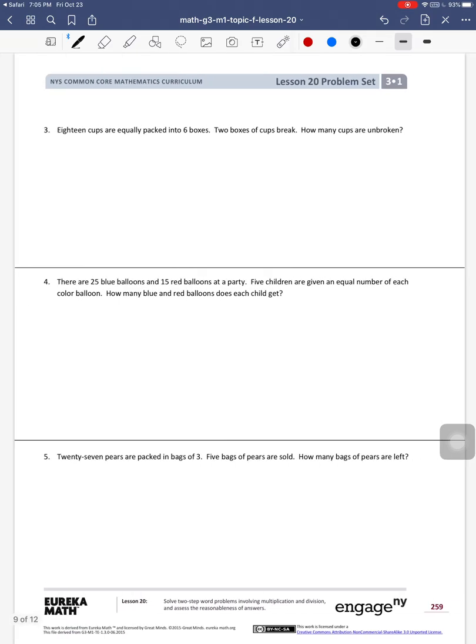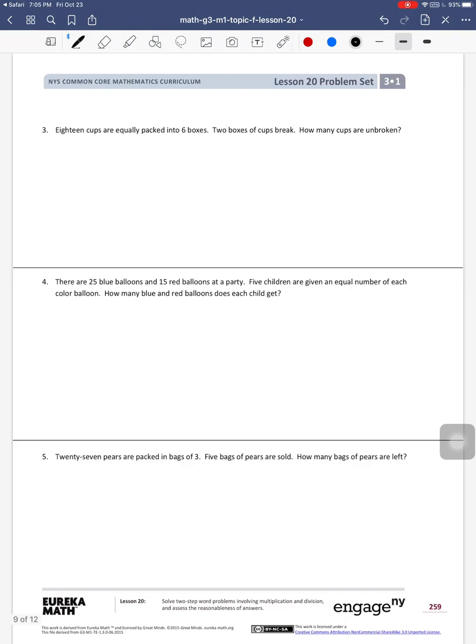All right, now it's time to turn over and look at the back page. Number 3, 18 cups are equally packed into 6 boxes. 2 boxes of cups break. Oh no! How many cups are unbroken? So first we have to say we have 18 cups, right? And we know there's 6 boxes. So that equals 3. There are going to be 3 cups in each box.